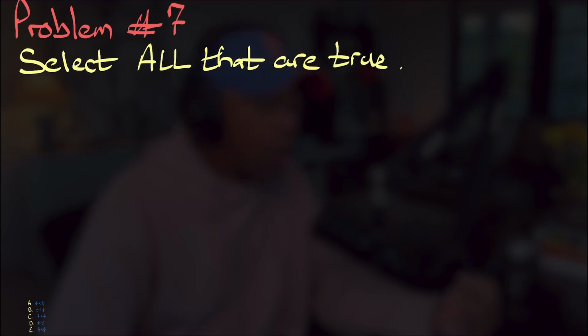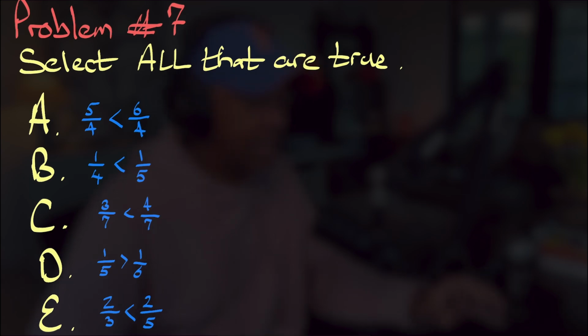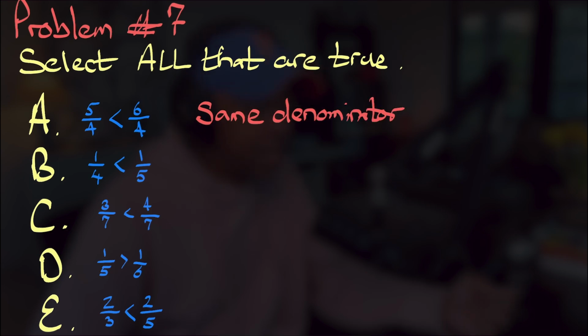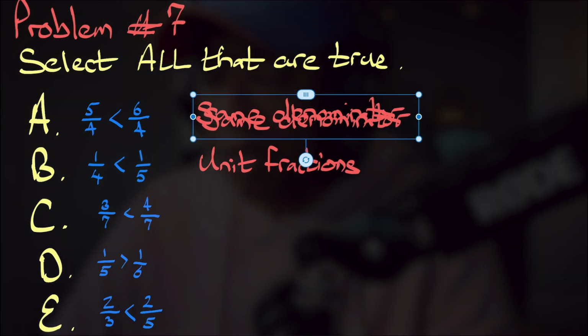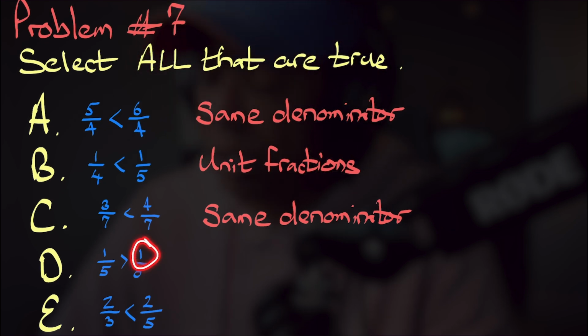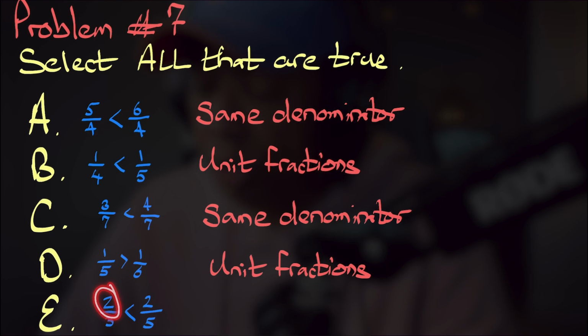Problem 7. I'm supposed to select all, oh boy, A-L-L, all caps, all of those that are true. So I have to be careful and look at these one at a time. The first one, 5/4 and 6/4 have the same denominator 4. Question B are both unit fractions with the numerator of 1. Question C has the same denominator 7. Question D, again, unit fractions, 1 as the numerator. And question E has the same numerator 2, which means I have the same number of pieces.